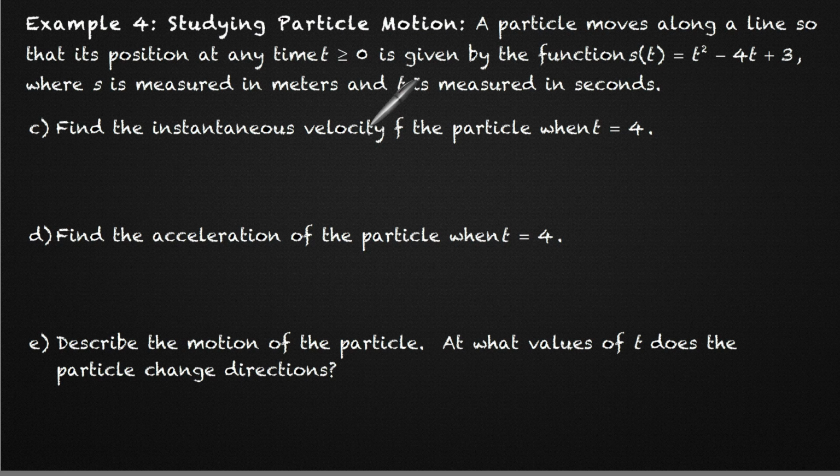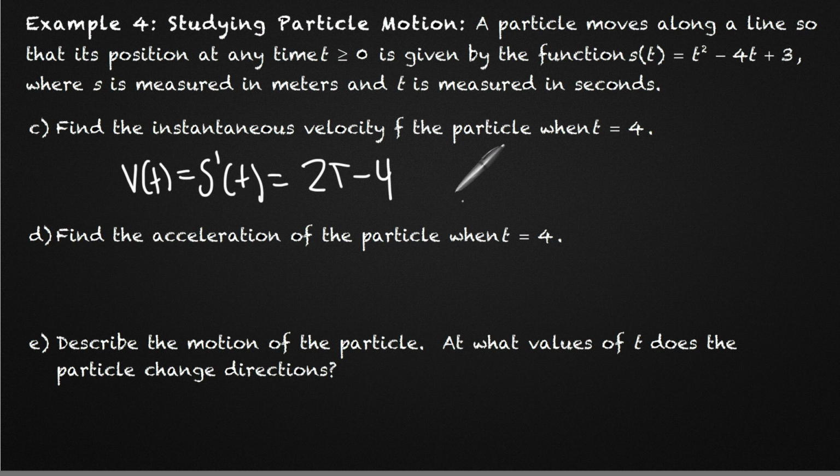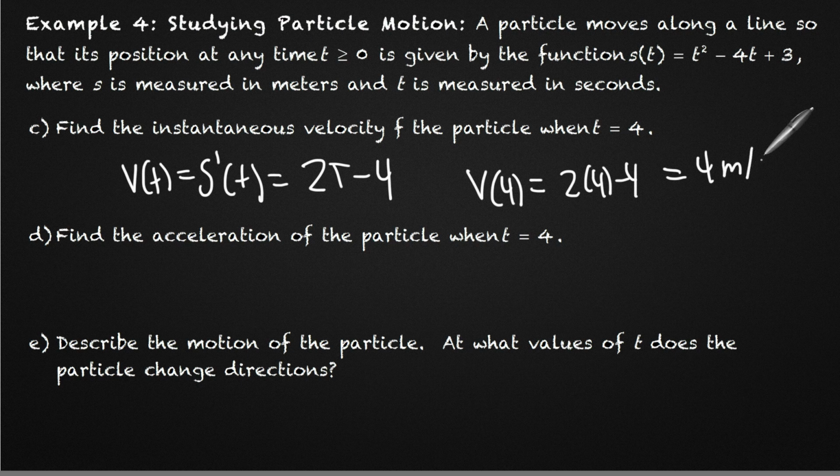All right, examples C, D, and E. Find the instantaneous velocity of the particle when t equals 4. So now we're interested in figuring out how fast this particle is moving exactly at 4 seconds. So v of t is equal to the derivative of the position function, and that's going to be 2t minus 4. And now we're interested specifically in v, actually not v prime, we're interested in the velocity at 4 seconds. So that's going to be 2 times 4 minus 4. That's going to be 4 meters per second.